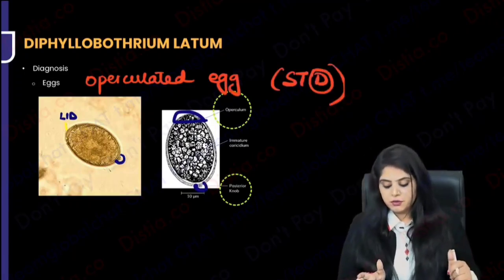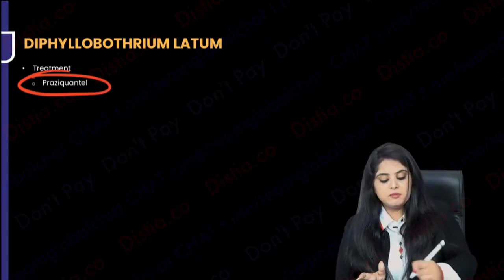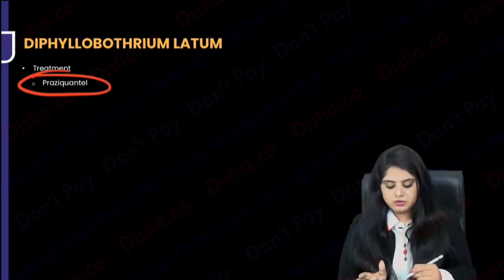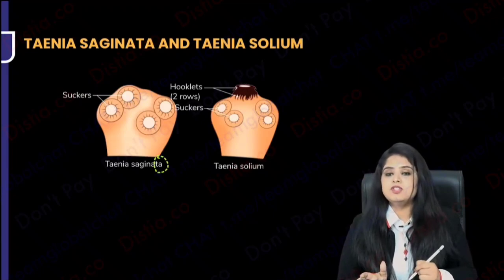So the egg is in front of you. How are you going to treat this? Of course, the treatment of almost all is going to be praziquantel. Let's move forward. Diphyllobothrium done. Moving on to the next, Taenia saginata and solium.